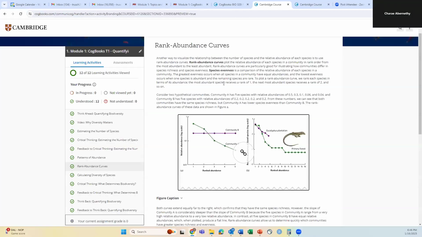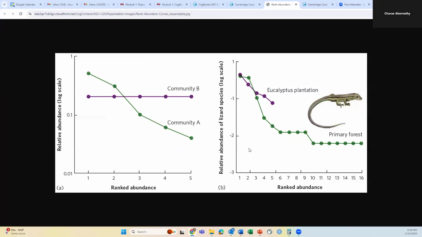So is it safe to say that on the graph, the steeper the slope, the less evenness there is in a community? Yes, that's a good way to look at it.